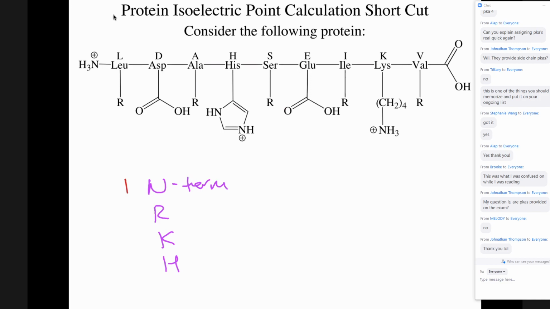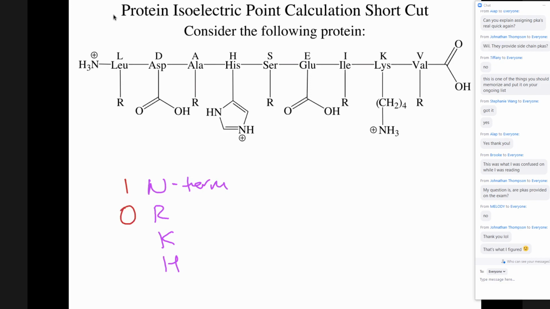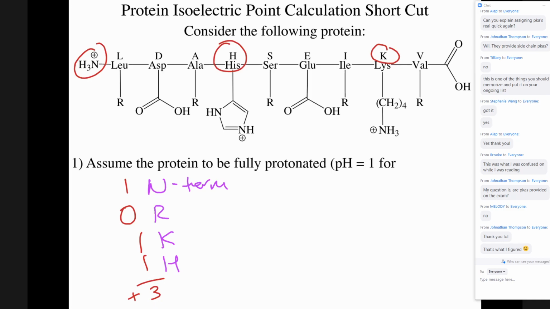You have no R's. You have 1 K. And you have 1 H. So what's the charge when this is fully protonated? Yeah, it's just the way it works. So what's the charge when fully protonated? +3, exactly. So what do I average? What PKs? Perfect. PKs 3 and 4, exactly.